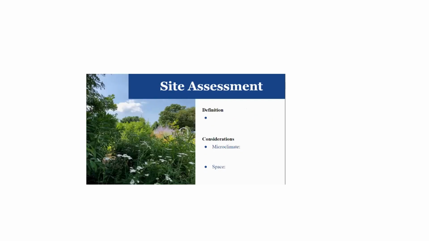So last week when we covered site assessment, we defined it as something. How did we define site assessment?